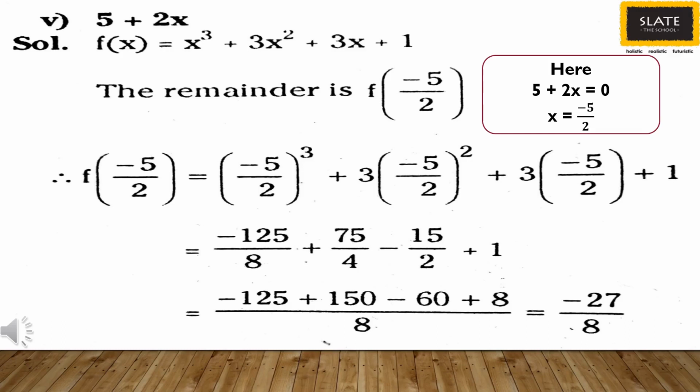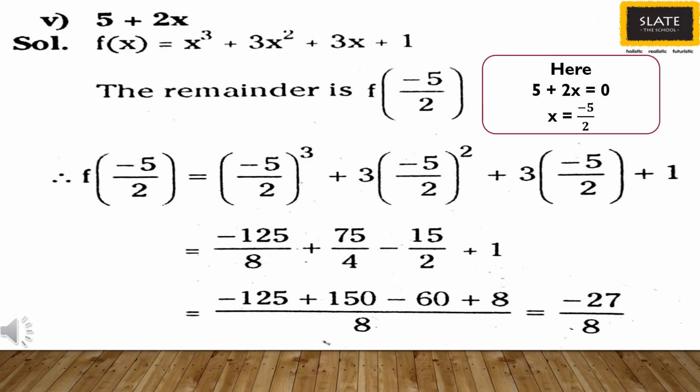Next question, we need to find the remainder when f of x is divided by 5 plus 2x. Here 5 plus 2x is equal to 0, so x is equal to minus 5 by 2. So by remainder theorem, when f of x is divided by x minus a, f of a is the remainder. So f of minus 5 by 2 is the remainder in this case. So let us see the calculations.